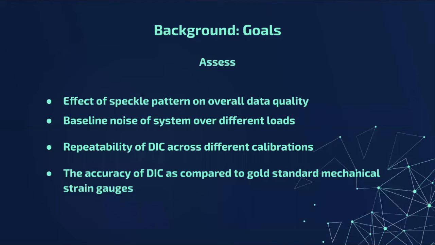To assess DIC as an instrumentation method, we performed a set of analyses to investigate different aspects of the system, including comparisons to the gold standard in strain measurement, mechanical strain gauges. Four aspects of our system were assessed: the effect of speckle pattern on overall data quality, the baseline noise of the system over a few different loads, the repeatability of DIC measurement across different calibrations, and the accuracy of DIC measurement as compared to gold standard mechanical strain gauges.